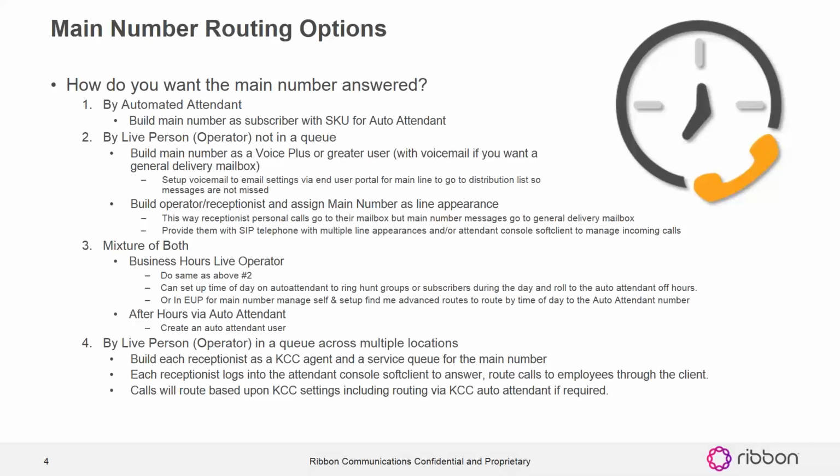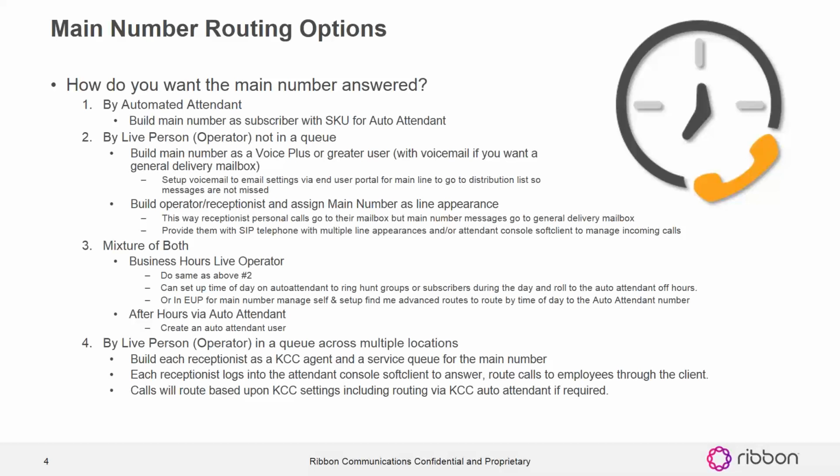Now, you may have an operator like our company. There's multiple locations and there's a receptionist position at several of them. Maybe you want them to be in a queue because you want statistics and you want reports and all of that kind of stuff. And so you can build a receptionist as one of our, we call it Kandy call center or CCL call center light, depending on where you are. And that main number could be built as a queue. And then each one of those receptionists logs into a soft client, let's say, or their telephone, and they answer calls for that queue. So those are other options around the main number.